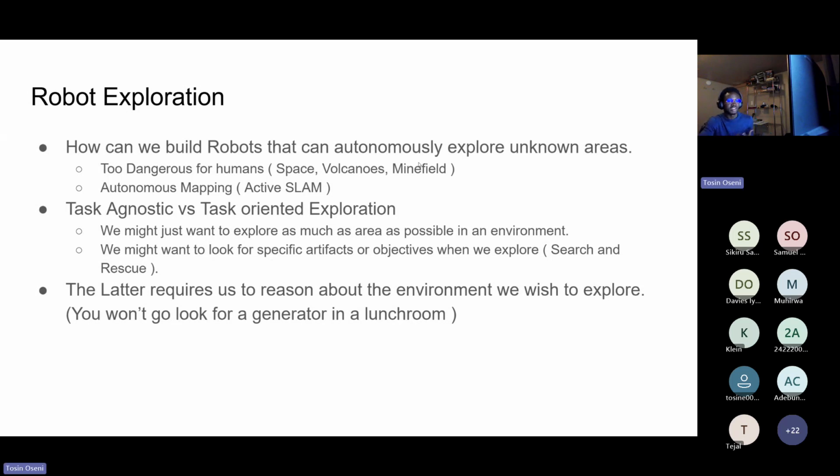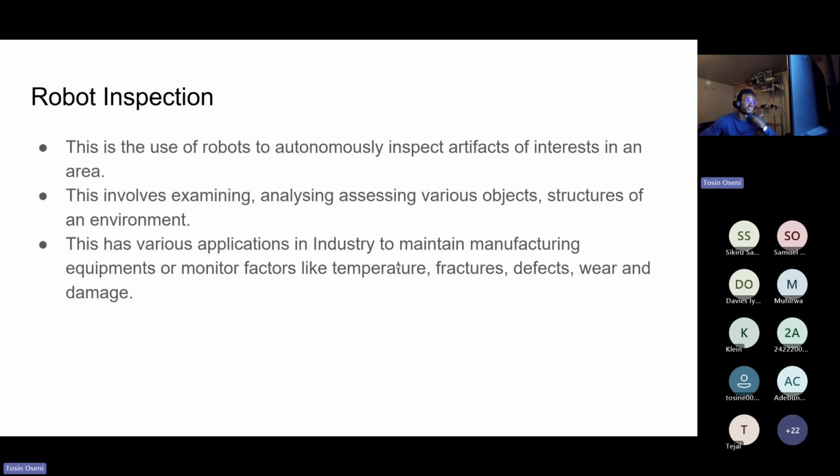In task agnostic, you don't really need to reason about the problem, except maybe loop closures. I don't know how familiar people are with SLAM, but you want to perform loop closure sometimes because you get a more accurate map. That's the only reason when it's task agnostic. But when it's task oriented, you need to reason about the problem you're trying to solve. For example, if you're looking for a cup in a house, you wouldn't go looking for a cup in a bathroom. You'd go looking in a kitchen or a bedroom. So some of the work we're trying to do at our lab is building agents that can reason about this exploration problem.